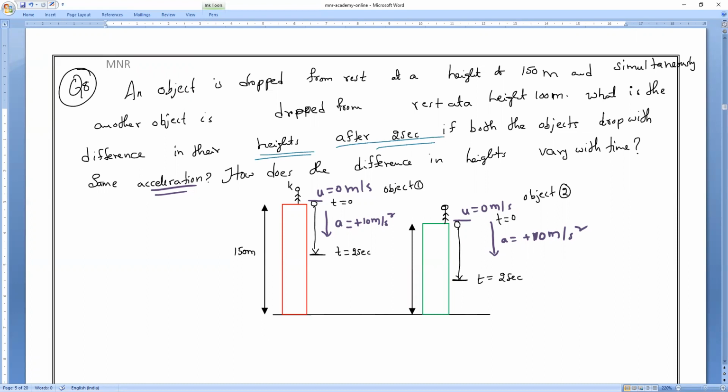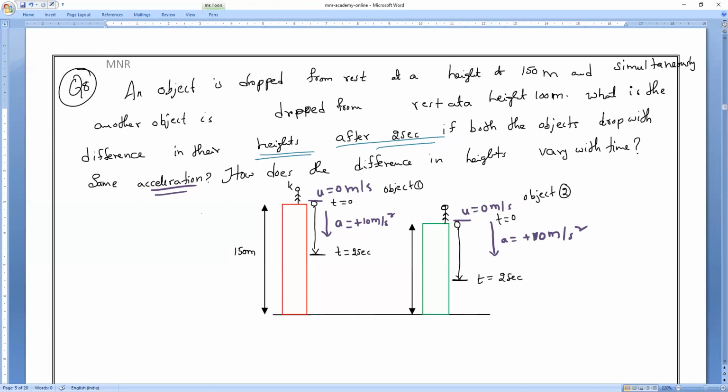So I will do one thing. I will find the distance traveled by this body in 2 seconds. I will find the distance traveled by this body in the 2 seconds. And then I will do the subtraction. I will get the difference between them. Is it yes or no, guys? Yes, sir.